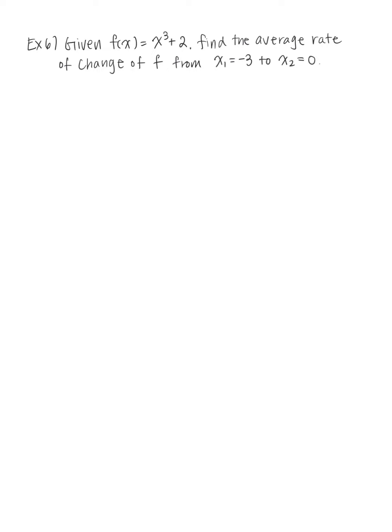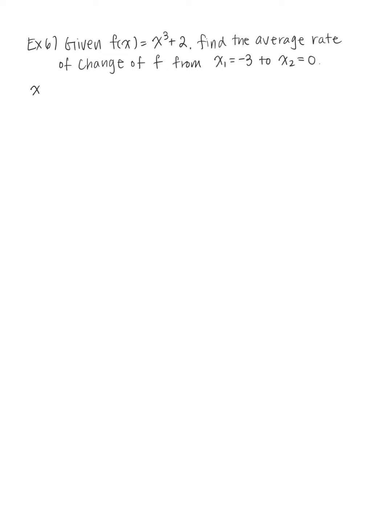So here's example 6. Given f of x equals x cubed plus 2, find the average rate of change of f from x1 equals -3 to x2 equals 0. Let's try to graph this out to see what kind of graph we're dealing with and where the secant line is, because we're going to be computing the slope of that secant line. Right now, the only way we know how to graph this without a graphing calculator is plotting points. Eventually, you'll learn this by doing transformations of graphs. But anyway, let's go.